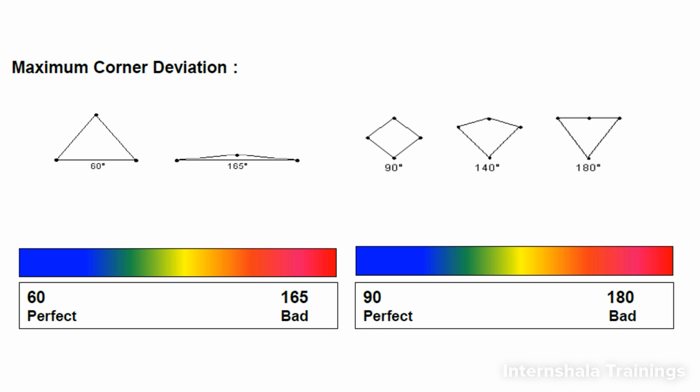The next parameter is the maximum corner deviation. In this, if we have a 3-sided element, it is going to range anywhere from 60 to 165. Likewise, if we have a 4-sided element, it ranges anywhere from 90 to 180. In order to get a good mesh, you need to aim for a value very much nearer to 60 for a 3-sided element. And for the 4-sided element, the value of maximum corner deviation should be nearer to the 90 mark in order to achieve a good mesh.